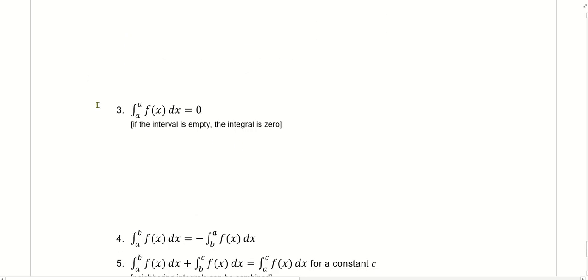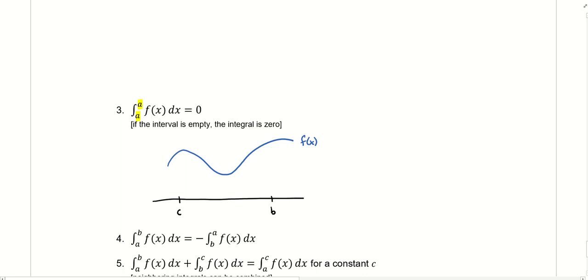Number 3, though, this is one I am going to draw. If we are integrating where our limits of integration are the same, then the result is going to be 0. And that again comes down to this idea of area. So if I have a function from a to b, actually let me use different values here because I have a up there. Let's use c to b. And let's say my function, I don't know, is doing this.